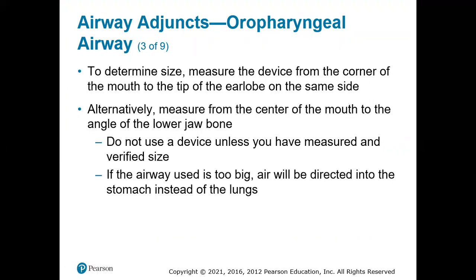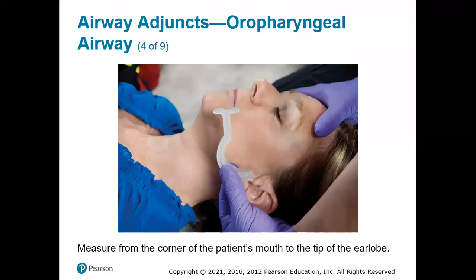So determining the size, how we measure these oral airways, is we go from the corner of the mouth to the tip of the earlobe on the same side. Corner of the mouth to the tip of the earlobe. So there she is measuring corner of the mouth to the tip of the earlobe.